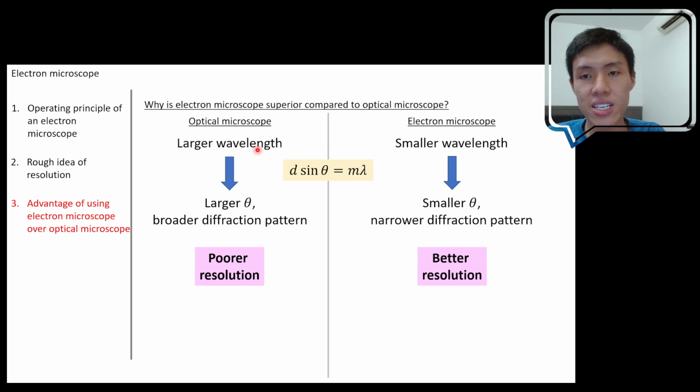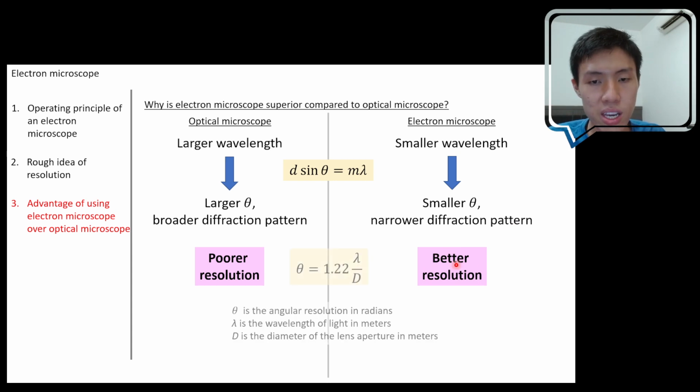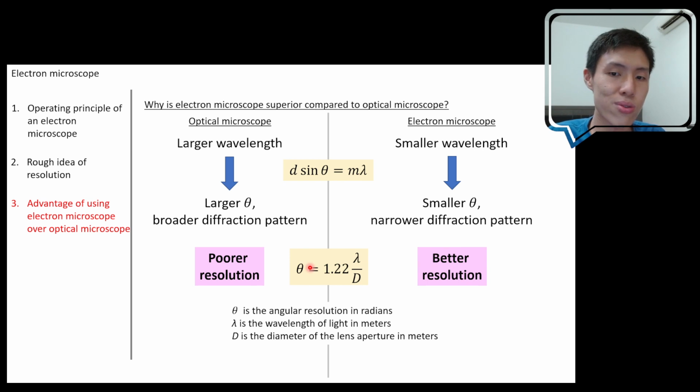Okay, so the idea is larger wavelength for light causes larger theta, meaning a broader diffraction pattern and poorer resolution. For an electron microscope, smaller wavelength, therefore you have a smaller theta or narrower diffraction pattern, so you have a better resolution. Okay, over here I attach an equation which is again not required for you to use, just attached here for you to get a sense of how everything relates to each other.